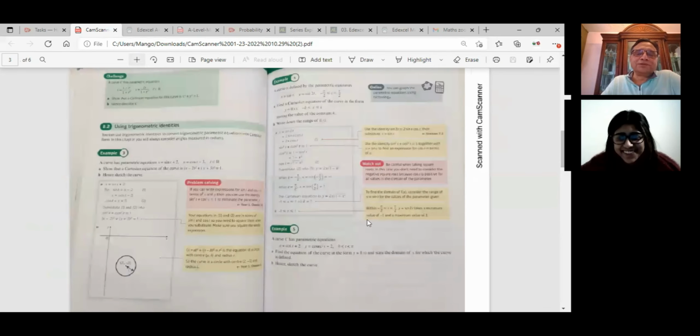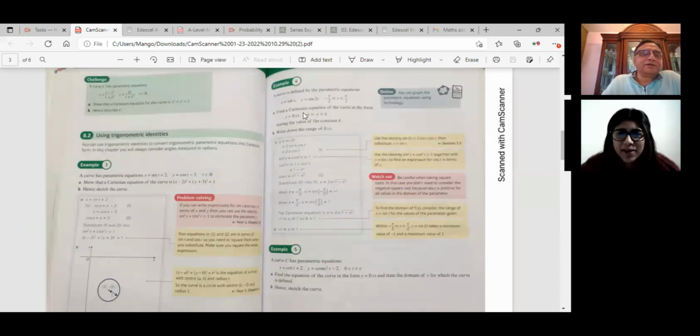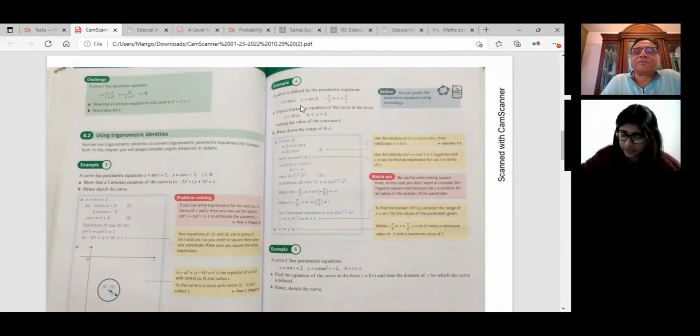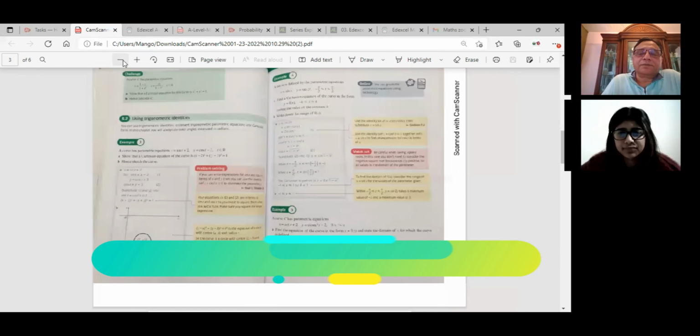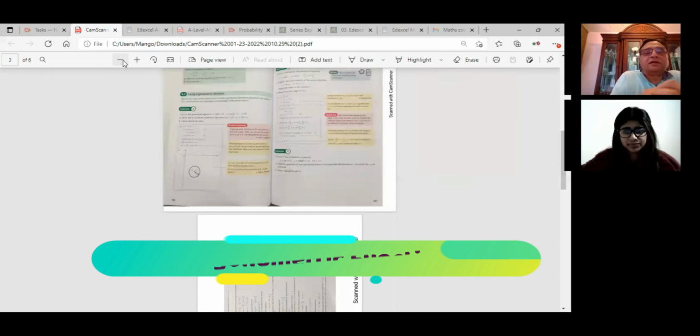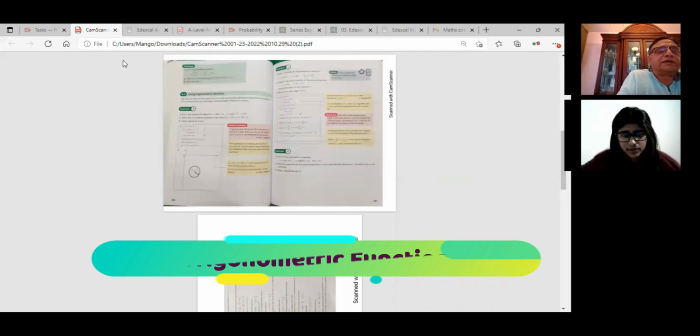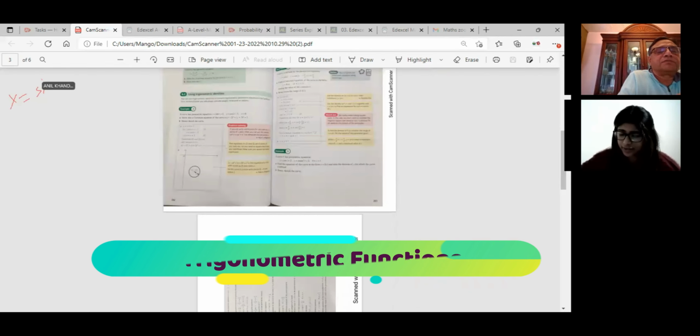A curve is defined by the parametric equations x equals sine t and y equals sine 2t, where t is between minus pi over 2 and pi over 2. Find a Cartesian equation in the form y equals f of x, and then write down the range of f of x. So basically, let's write down x equals sine t, and y equals sine 2t.